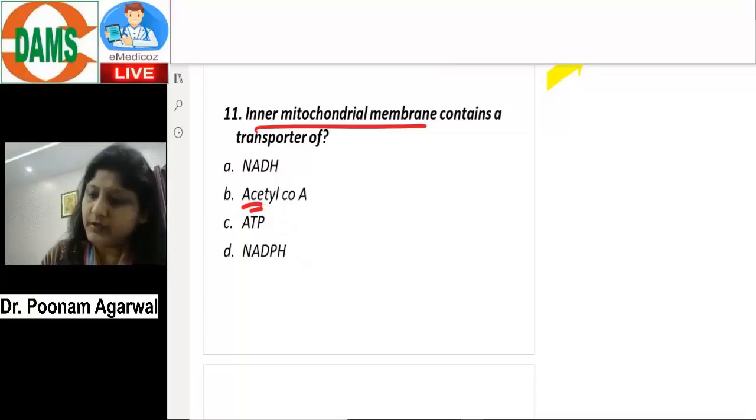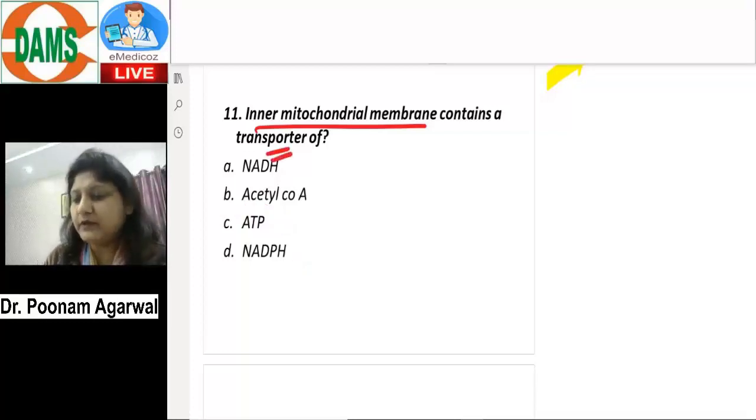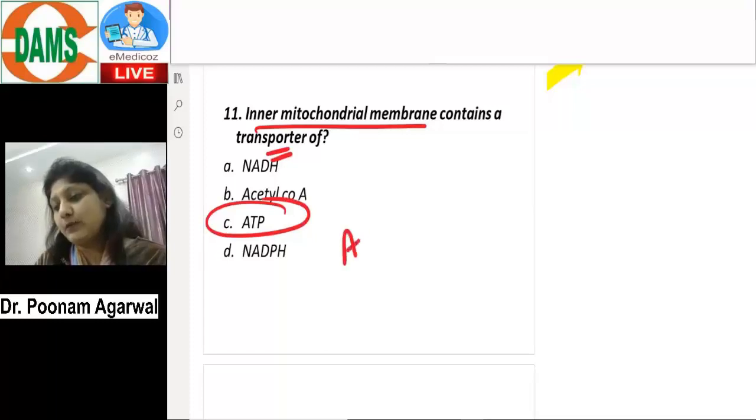See, what is this question asking you? Which transporter is it having? So the answer is going to be the ATP, ADP antiport system.